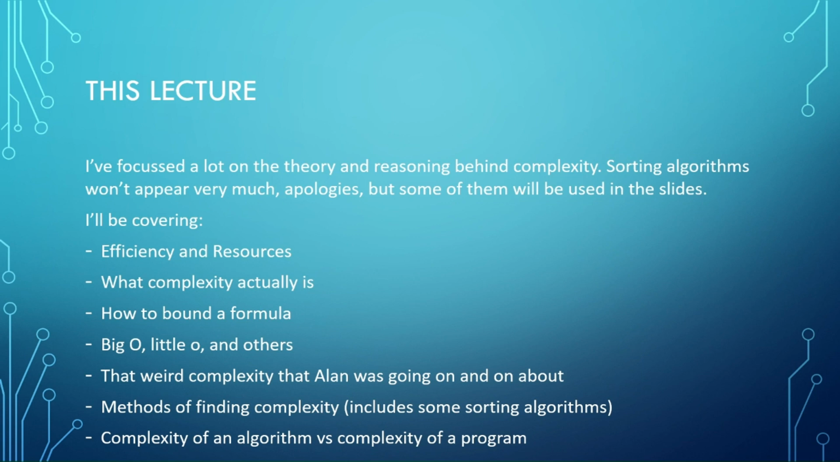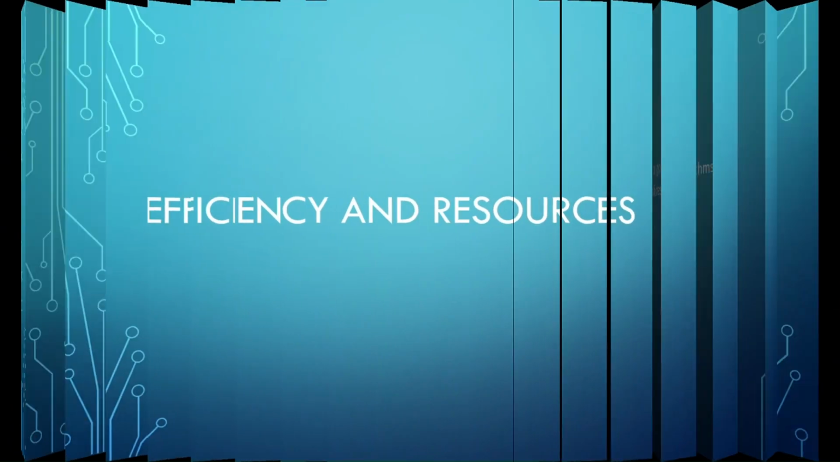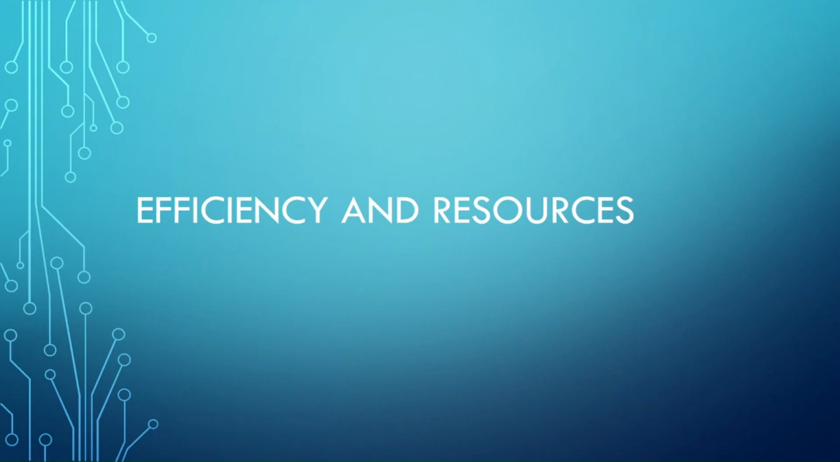Methods of finding complexity. So how might we show that certain complexities apply, and the difference between the complexity of an algorithm and the complexity of a program. So let's begin. Efficiency and resources.